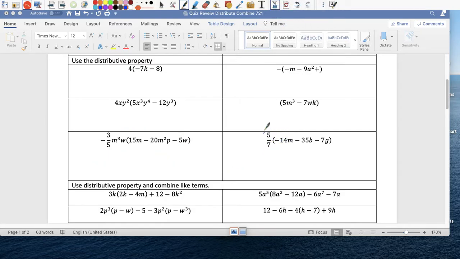Positive and negative is a negative, and then 14 divided by 7 is 2, and 2 times 5 is 10, so negative 10m. Again, positive and negative is a negative. 35 divided by 5 is 5, and then times 5 would be 25 in B. Positive and negative. We just did this. The last one is a negative, and then 7 divided by 7 is 1, and 1 times 5 is 5g.